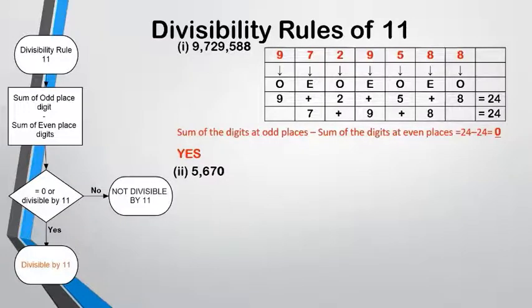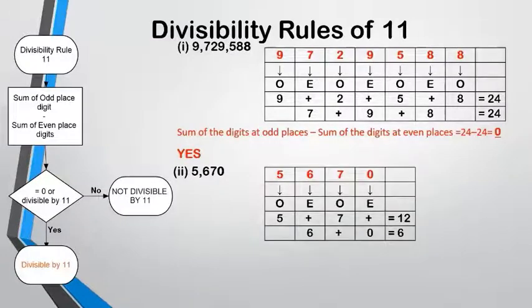The next number, 5, 6, 7, 0. So we will group the digits into odd and even places like this. Odd place digits are 5 and 7. So the sum of these odd place digits is equal to 12. And the even place digits are 6 and 0. And the sum of these even place digits is 6. So the sum of the digits at the odd places minus the sum of the digits at the even places is equal to 12 minus 6, which is equal to 6. So this number is not divisible by 11.